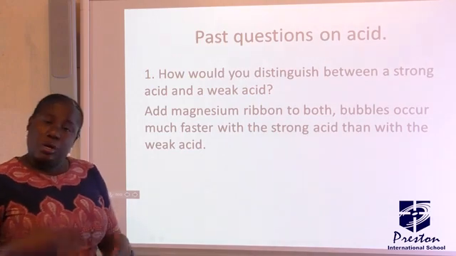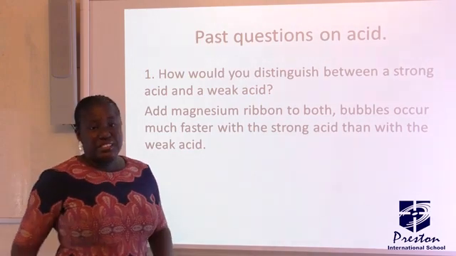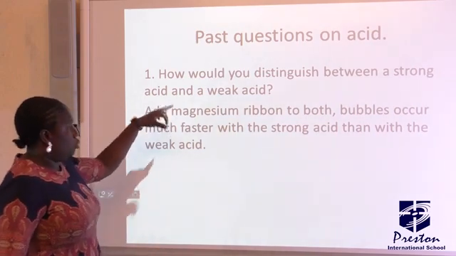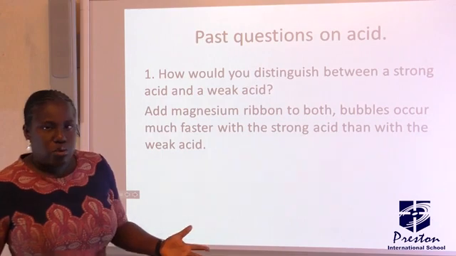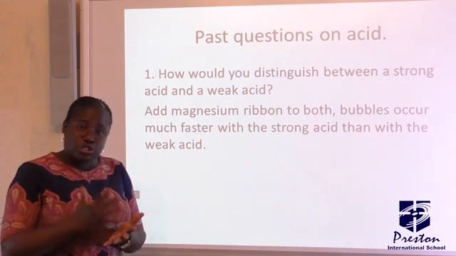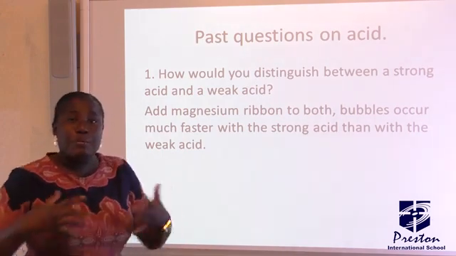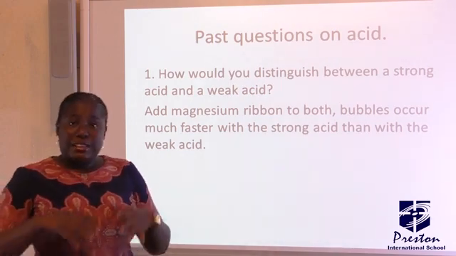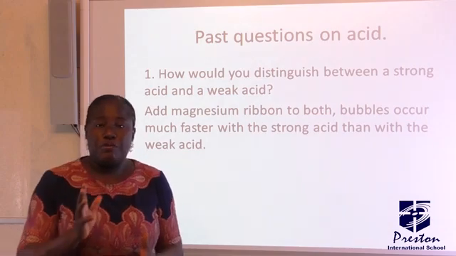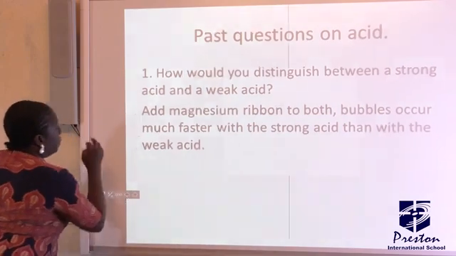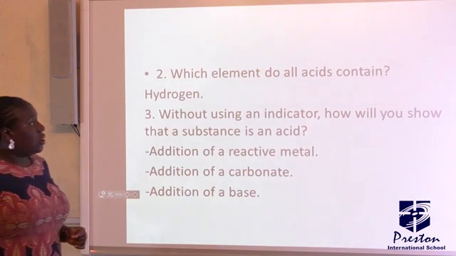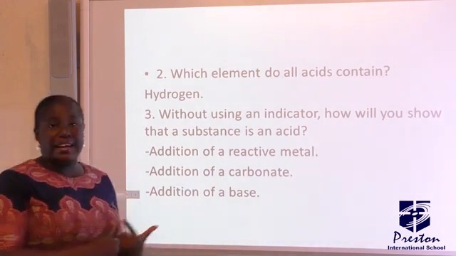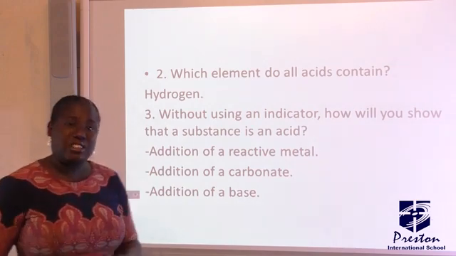For example, a metal higher than hydrogen in the reactivity series is magnesium. When an acid is added to magnesium, bubbles will occur. Now, for a strong acid, the bubble formation will be rapid, very fast. Meanwhile, for a weak acid, the rate of formation of the bubbles will be very, very slow. So the second question, which element do all acids contain? As I've said earlier, all acids contain the element hydrogen.